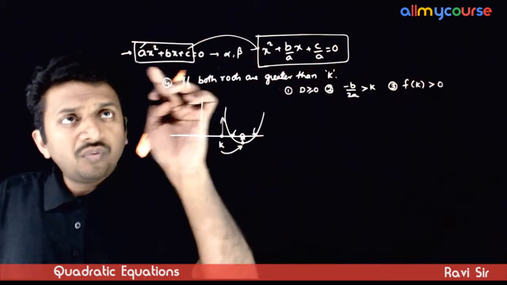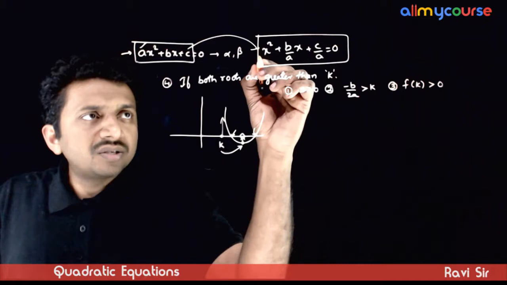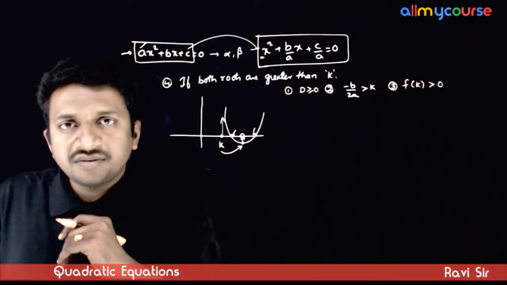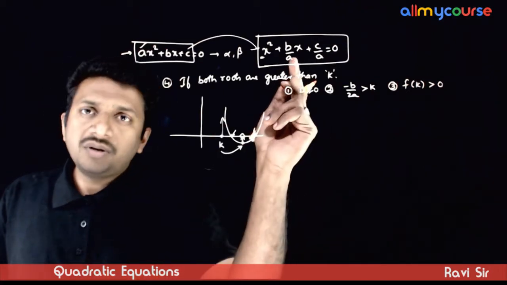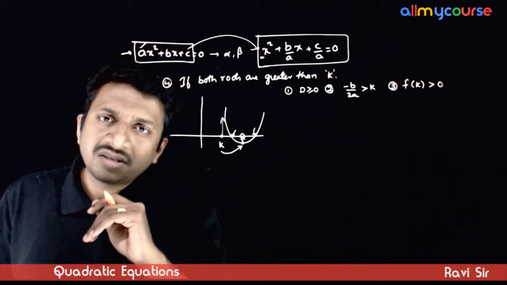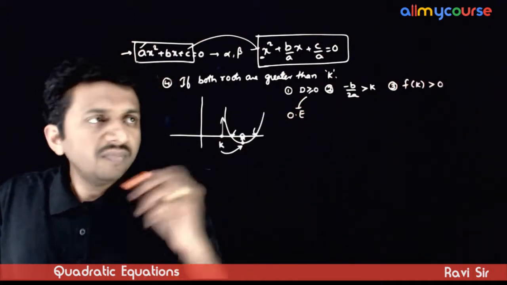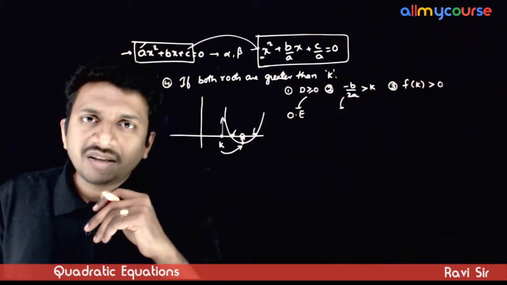So first we divide the whole equation with a, make the x square coefficient positive, and now we start our analysis. So the discriminant has to be greater than or equal to 0. The condition does not really change anything, so you can apply this in the original equation. And second, minus b by 2a is greater than k.